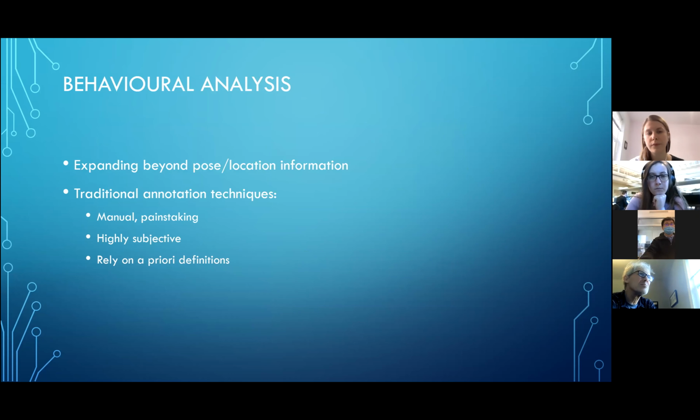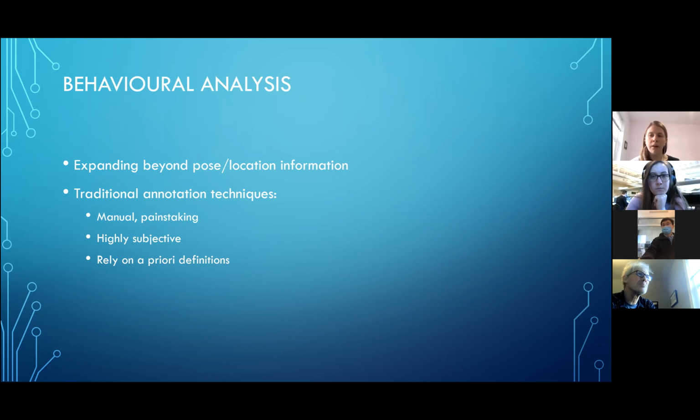But we can go beyond that. We can go beyond just pose and location information and start to think about behavior and complex behaviors. And again, we return to the old way of doing things manually, which can be quite painstaking. And in behavior in particular, manual annotation is highly subjective and reliant on a priori definitions of what exactly constitutes behavior and what exactly constitutes the particular behaviors that you're interested in.